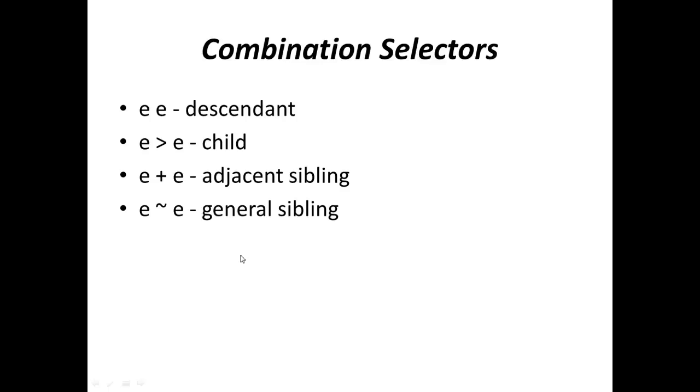And then let's say we wanted to target both Dick and Harry. We would use E plus E, or Dick plus Harry, because he'd be an adjacent sibling. And then a general sibling would be very similar to an adjacent sibling. Like I said, those last three commands, you'll probably hardly ever use. You can get pretty much anything that you need done without them.